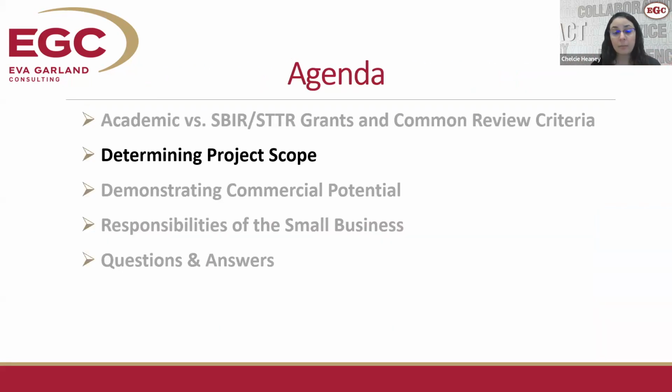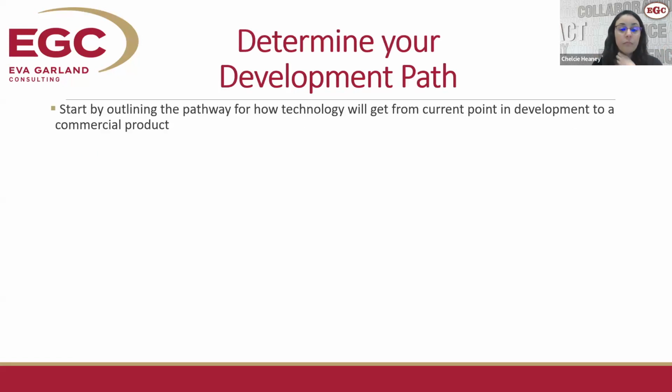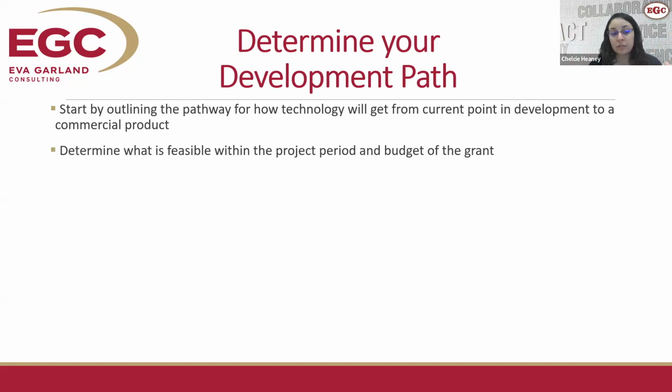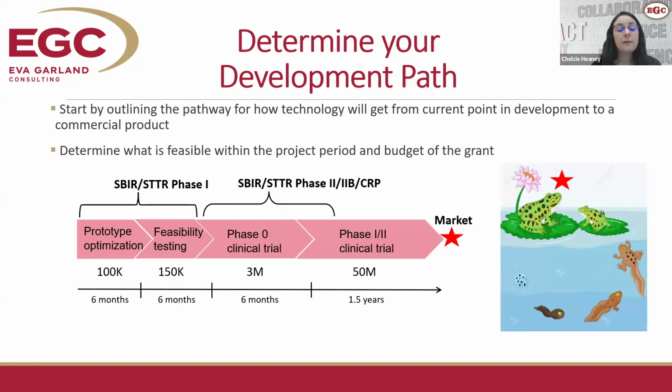So how do you determine project scope for a small business grant? As I mentioned earlier, you really want to start by outlining where you are right now and where you are trying to get. And then you want to read through the solicitation, understand what constraints you're working in with regard to timeline and budget, and determine what part of that development pathway you can feasibly get done within those constraints.